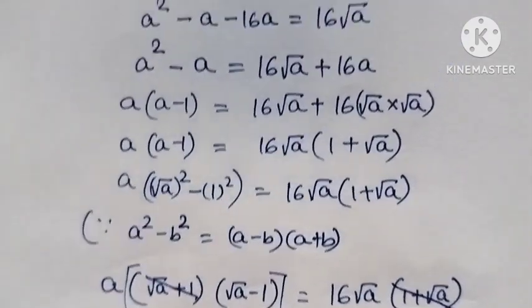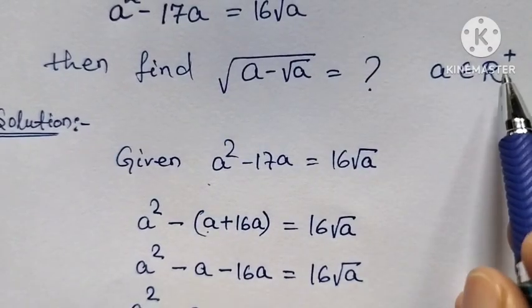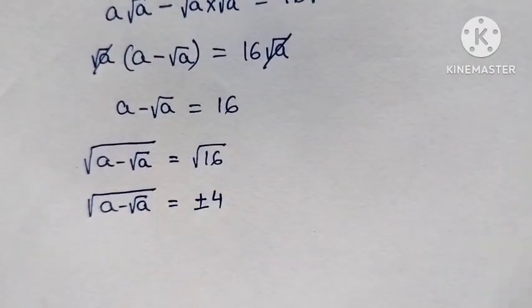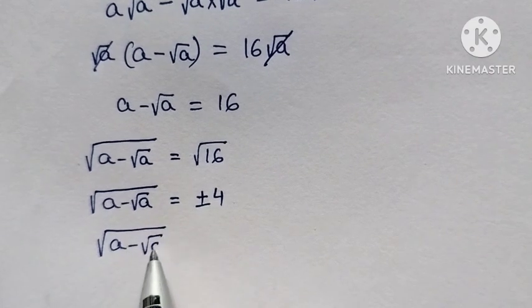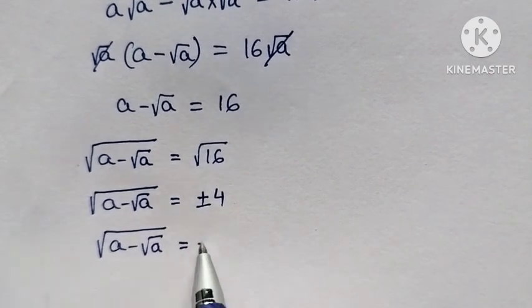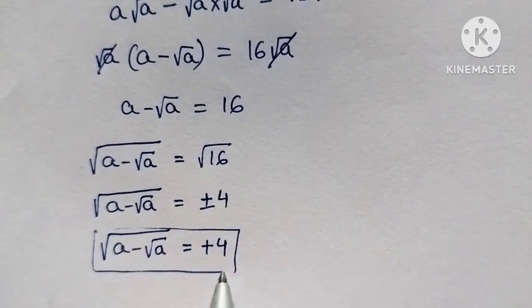But here it is explained that a is a positive real number. Then same thing, a is a positive number. Then what is the value of that? Root over of a minus root a is equal to plus 4. This is the answer to this question.